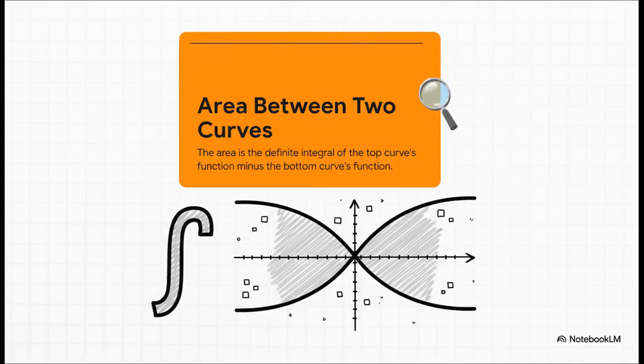And here it is, the definite integral. Now, I know it looks a little intimidating with that funky S symbol, but the idea behind it is pure genius. Just think of it as a superpowered tool for adding up an infinite number of impossibly thin little slices of an area. And for our problem, the formula is simple. Just find the area under the top curve and then subtract the area under the bottom curve.